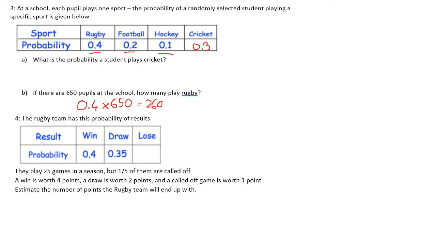We're then asked about the rugby team that has this particular probability of results. We've got win 0.4, draw 0.35, and lose is going to be 0.25 because again these all need to add up to 1, and that was 0.75 so far.